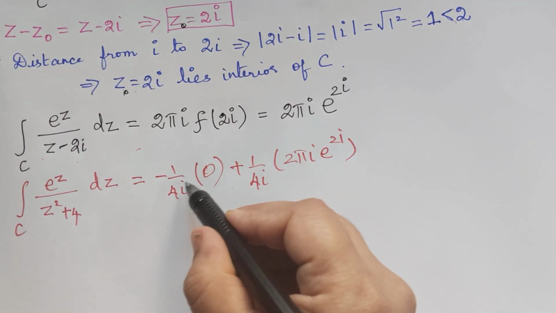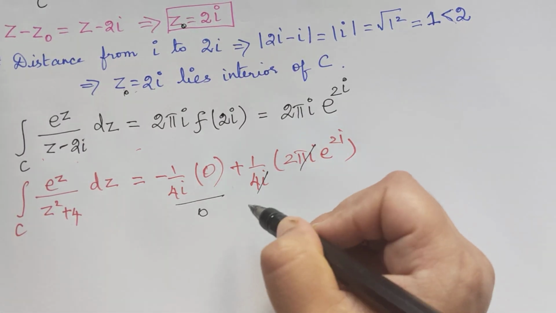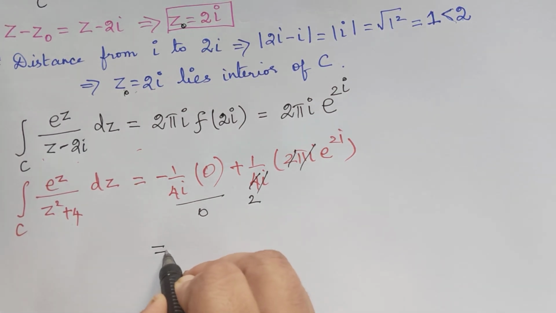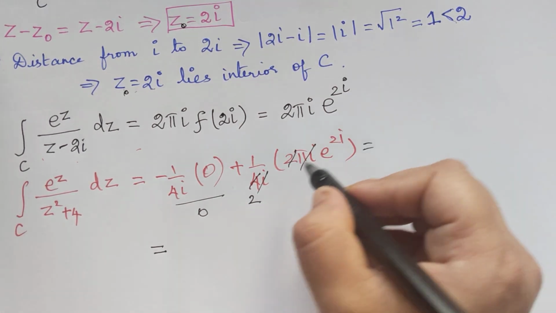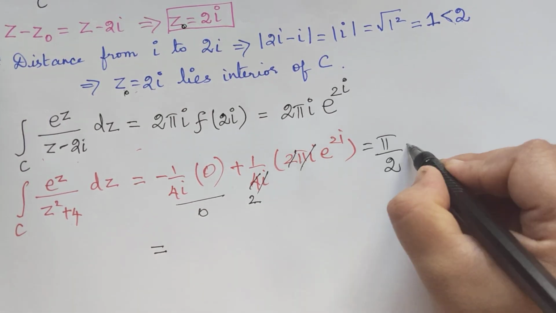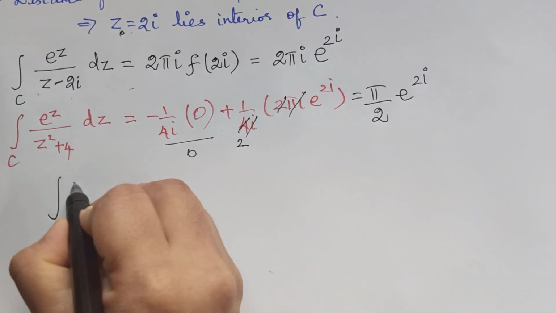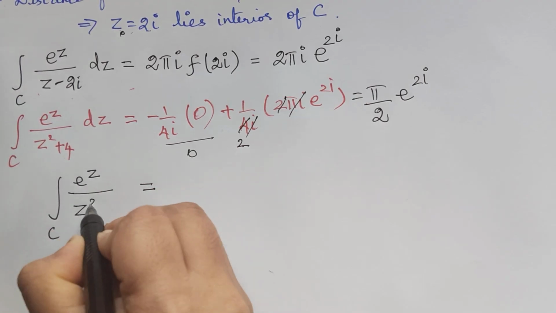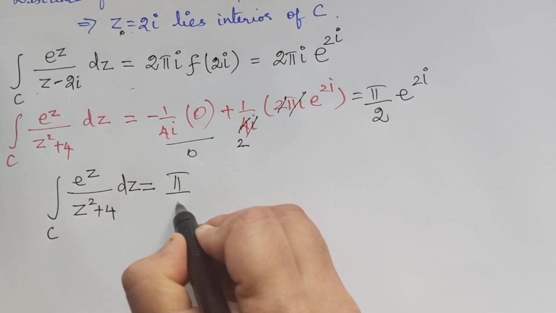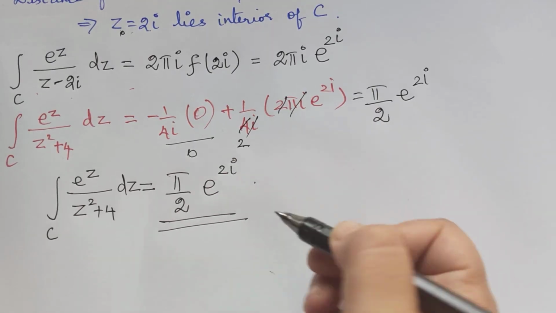Now on simplifying, the first term fully becomes 0. And here the i and i get cancelled, and 2 over 4 leaves 2 in the denominator, and we have pi here, so it will be pi by 2 e to the power 2i. Therefore, we have obtained the integral over C of e to the power z divided by z squared plus 4 dz. We have evaluated this integral and found it to be pi by 2 multiplied with e to the power 2i. So this is the solution.